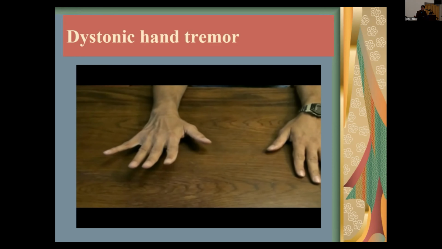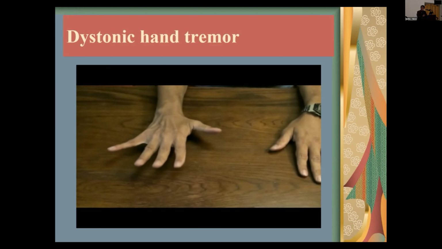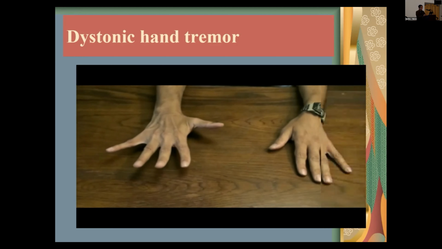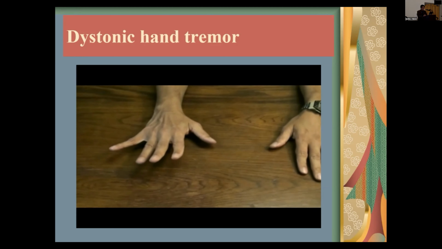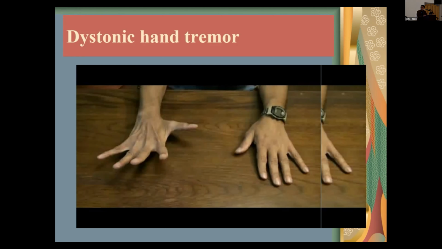So here's a patient with dystonia of the hands. You notice the fingers go up involuntarily. At the same time, you see a tremor right there. He has been diagnosed as essential tremor by many doctors in the past, and none of the medicines for tremor improved the hand tremor, because this was not essential tremor. This was a dystonic tremor.